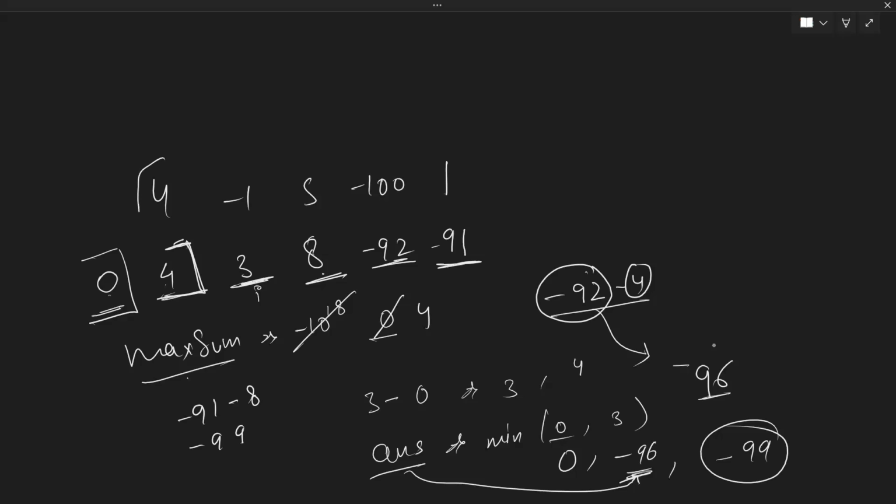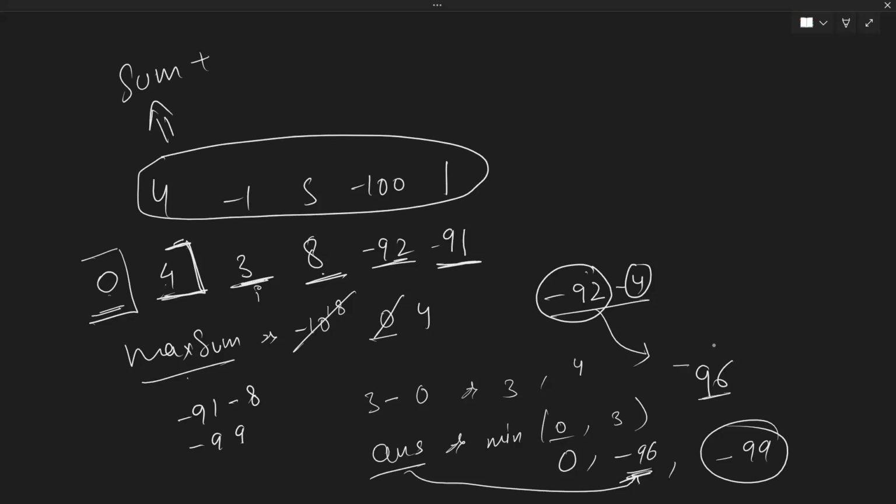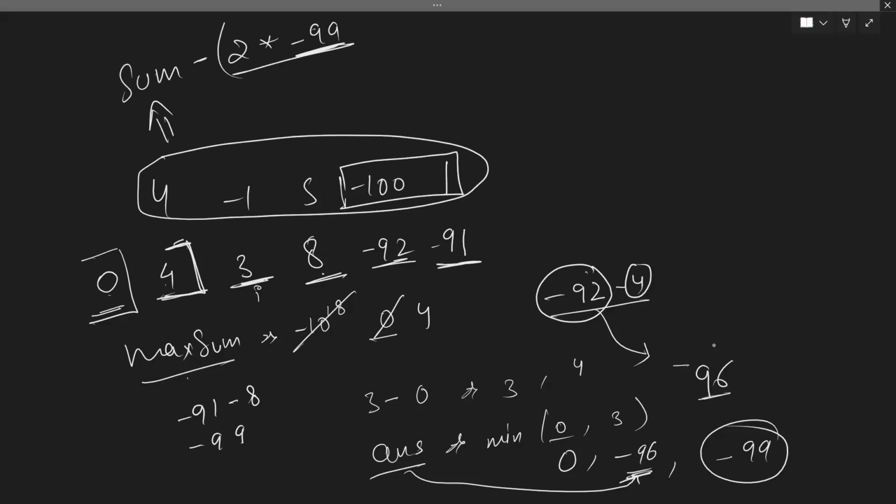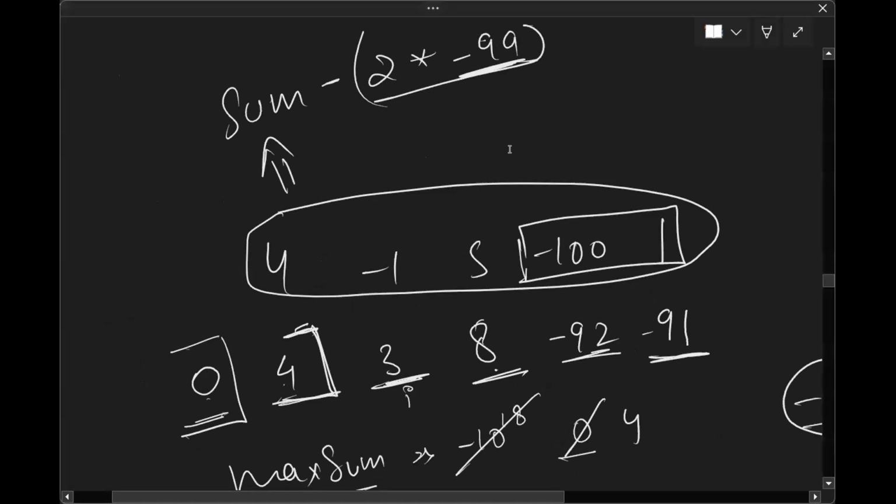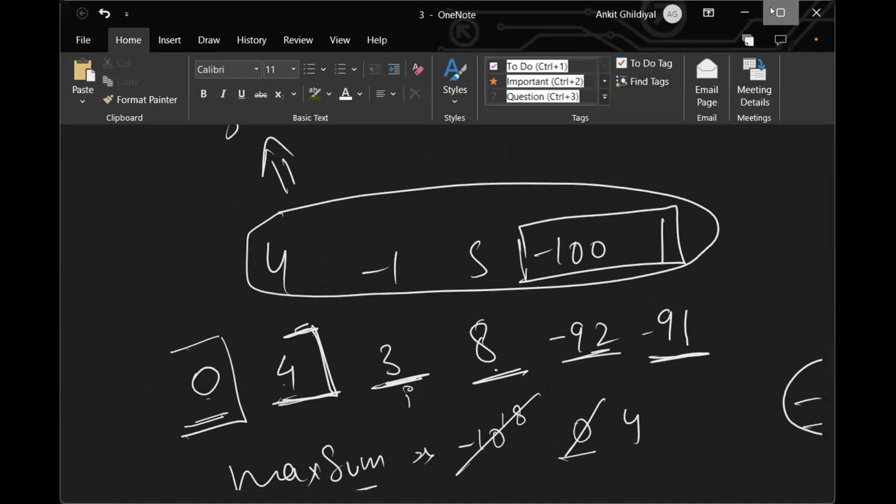And my final answer would be sum plus 2 times minus this, since I am subtracting. Why am I subtracting? Because the sum is the answer, this value, and this is the sum of this subarray basically. This is negative. So this is the answer. Is it clear? Okay, perfect.